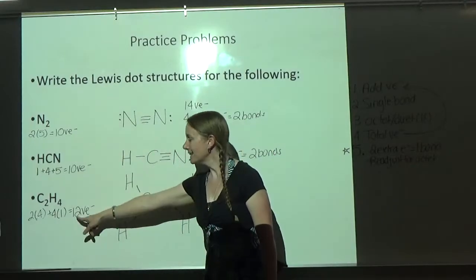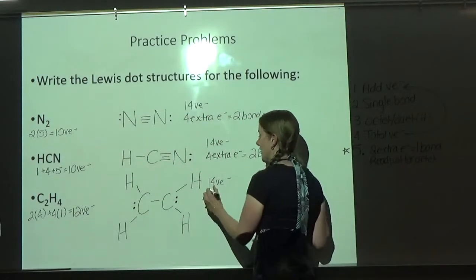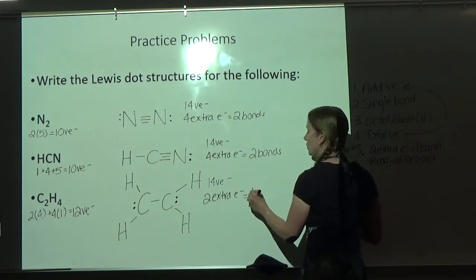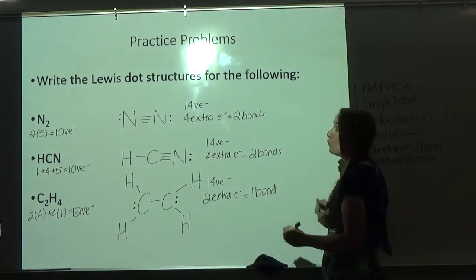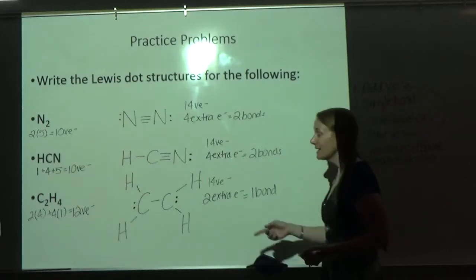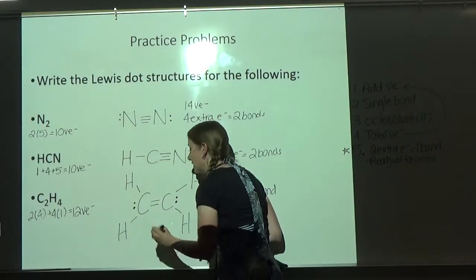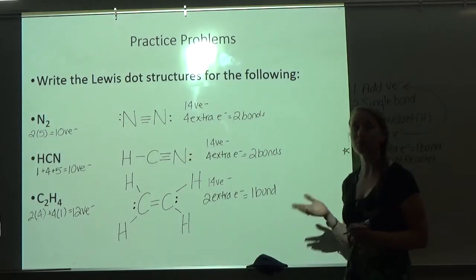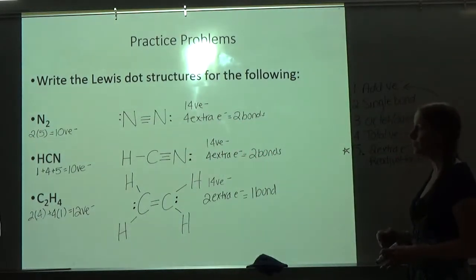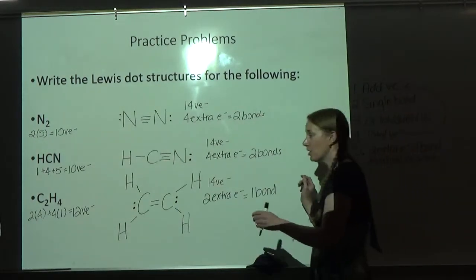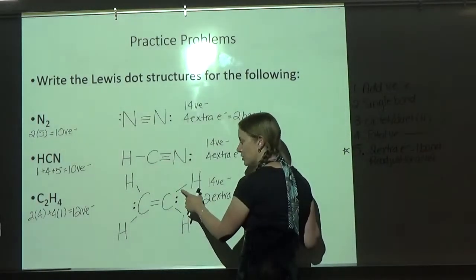However, I'm only allowed to have 12 valence electrons. So I have 2 extra electrons. Remember, 2 extra electrons means I need 1 extra bond. I can't put the bond to a hydrogen, so I have to put it in between the 2 carbons. Remember, hydrogen cannot accommodate more than 1. So now I need to readjust. All my carbons are still good. All my hydrogens are still good.